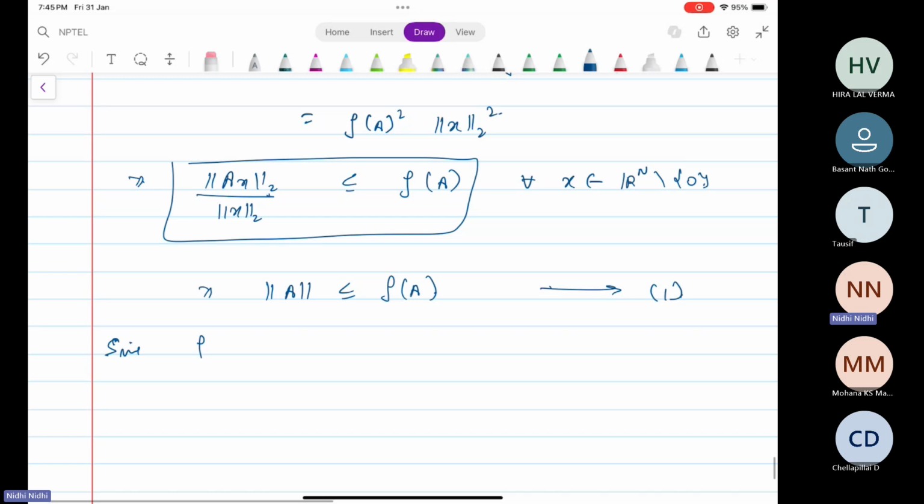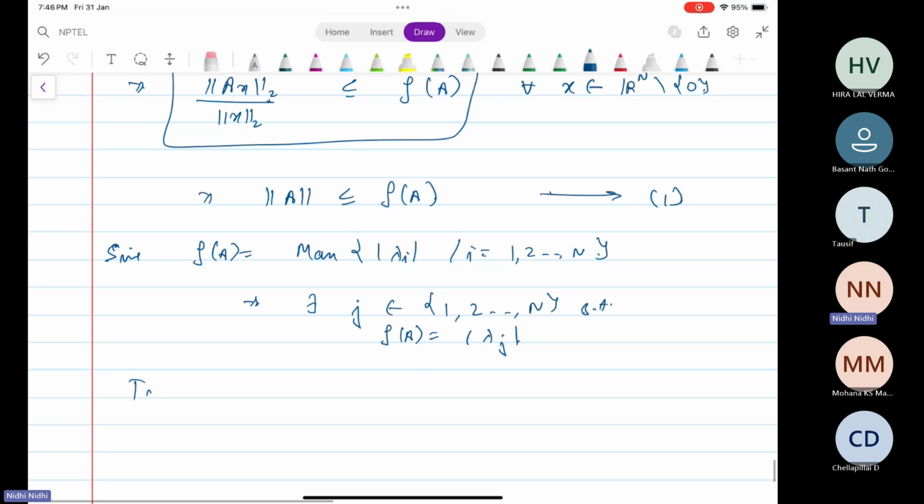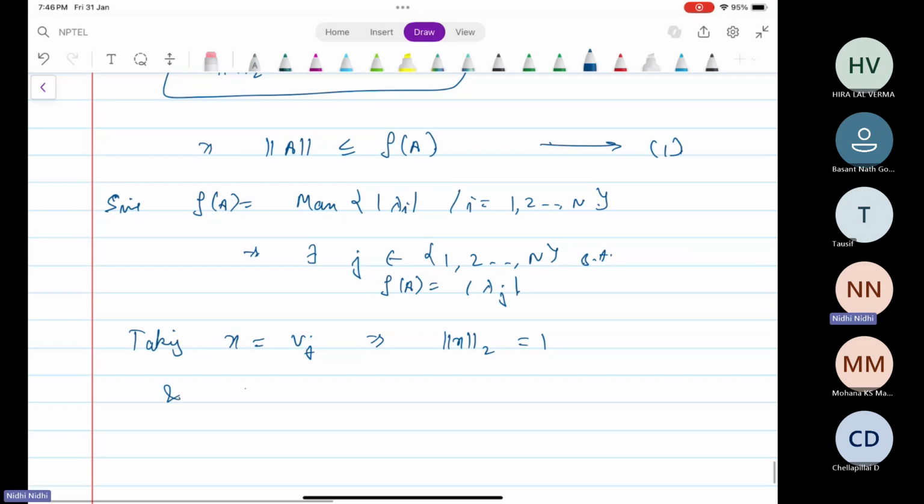Now we know that rho A is the maximum of all modulus lambda i, i equal to 1 to n. Obviously we have an n cross n matrix, so we will have n eigenvalues. This implies there exists some j belonging to 1 to n such that rho A is nothing but modulus lambda j. So if I take x to be vj, we have norm x2 is equal to 1 because we had taken the orthonormal basis, and Avj is just lambda j vj.